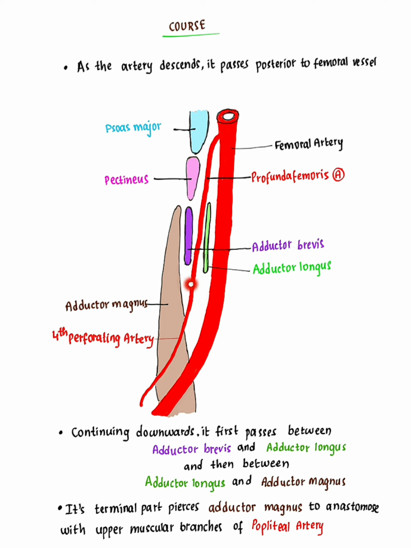It then passes between adductor magnus and adductor longus. Its terminal part pierces adductor magnus to anastomose with upper muscular branches of popliteal artery.